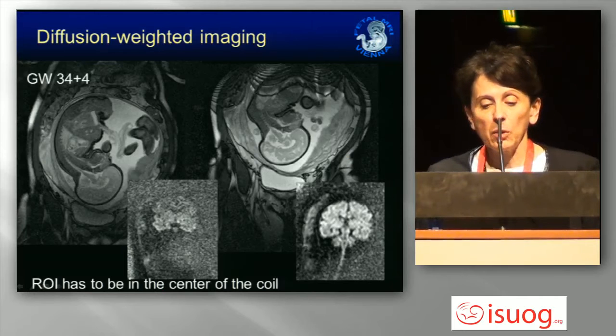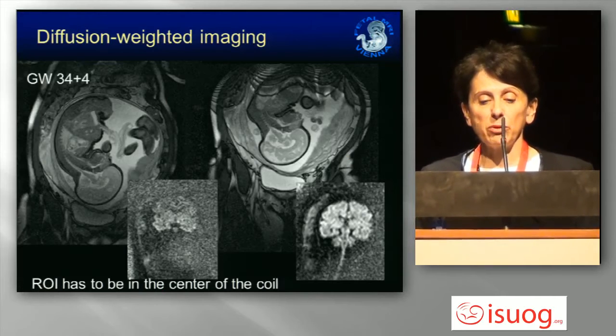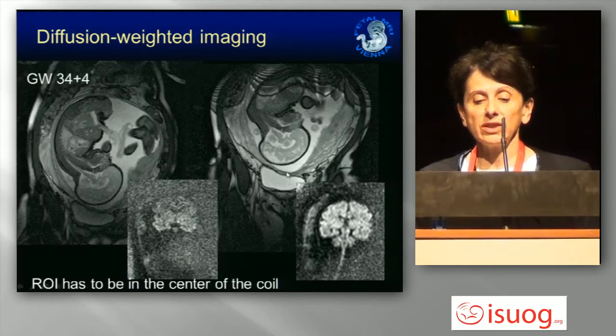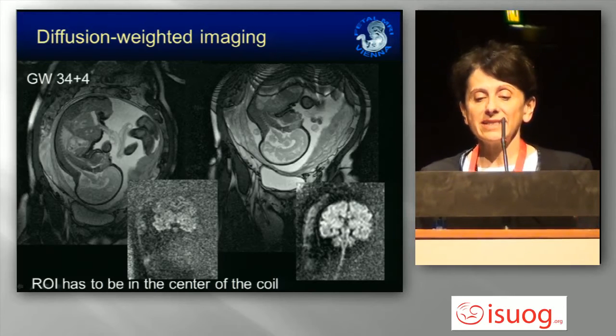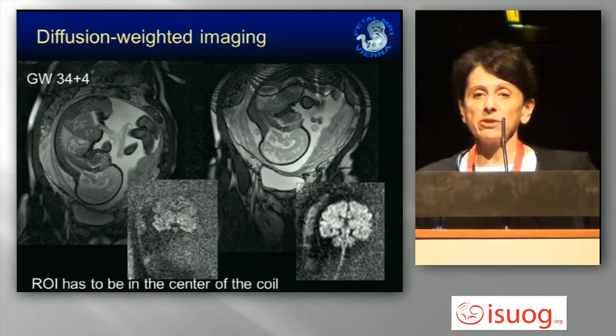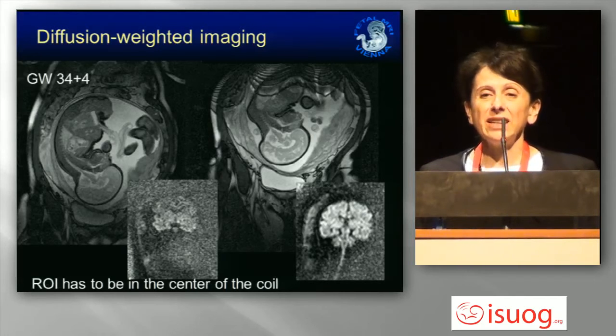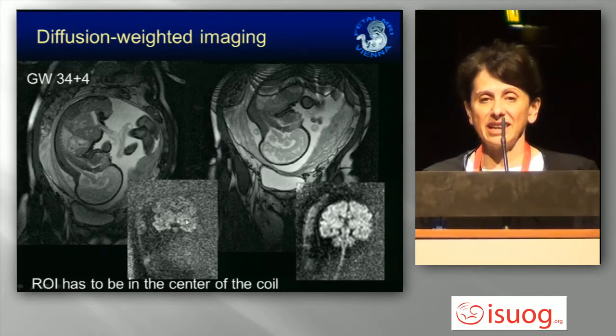Diffusion-weighted imaging. I will show you in a minute what we are using it for, but it is very important to have the region of interest, the brain, quite in the center of the coil. What is a coil? A coil is the element where the signal is received by MRI. It is wrapped around the pregnant woman, and if the elements that receive the signal are not above the brain, you will have images like that. And this does not help at all.